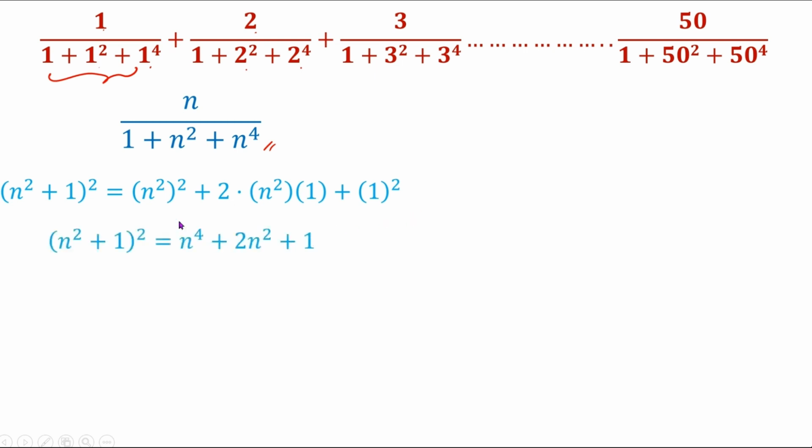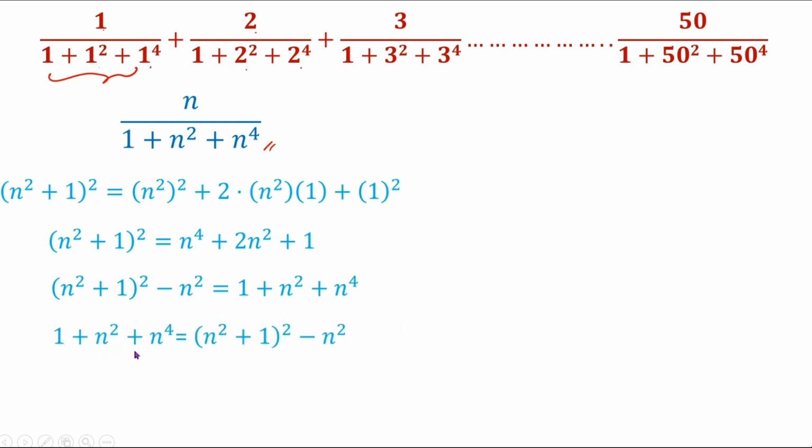So if we further simplify it, we'll get n to the power of 4 here and 2 into n square plus 1. If you look at this term, we have 1 plus n square plus n to the power of 4 over here. So we'll split this term into two terms. Here I split this as 1 plus n square plus n to the power of 4. We have another n square here, so I'm moving that n square to the other side of the equation so that it becomes minus n square. I just swap the left-hand side and right-hand side so that we have 1 plus n square plus n to the power of 4 equal to this term.